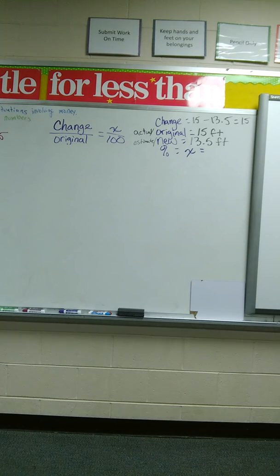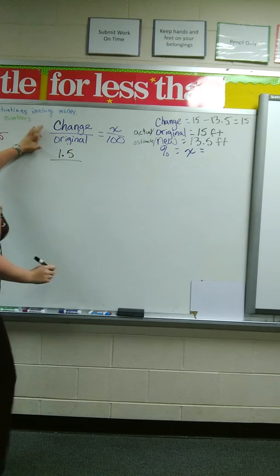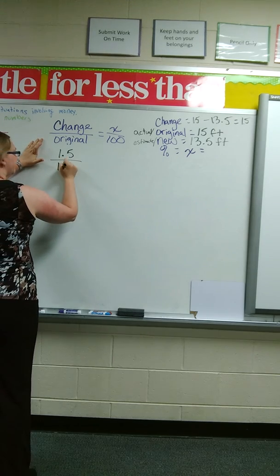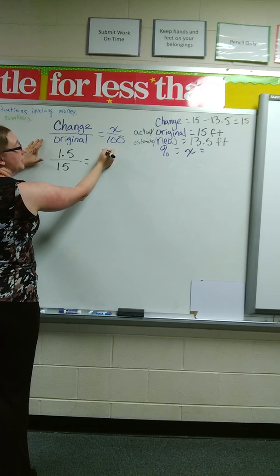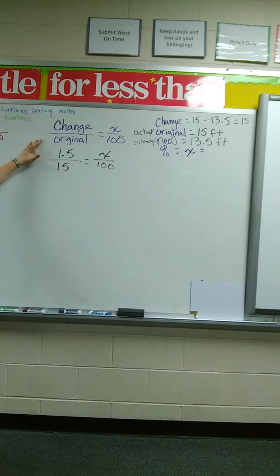Now, let's go back to our proportion. What is my change? 1.5. What's the original or the actual? 15. Do we know x? No. And 100 is constant. That means that 100 is always going to be there. Now what do I need to do? Cross multiply.